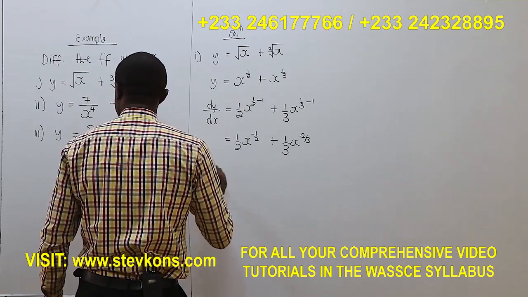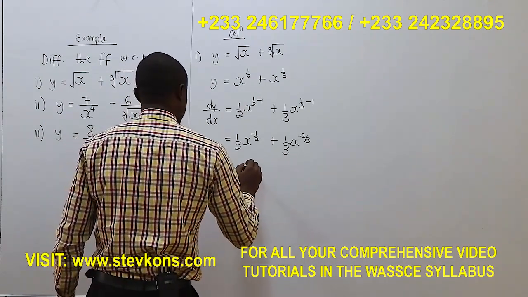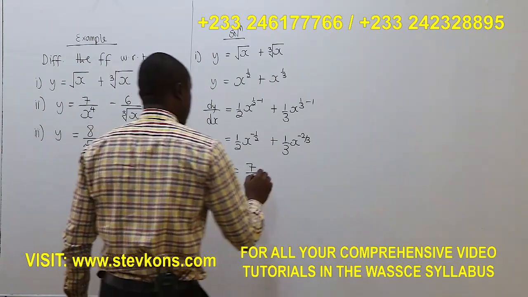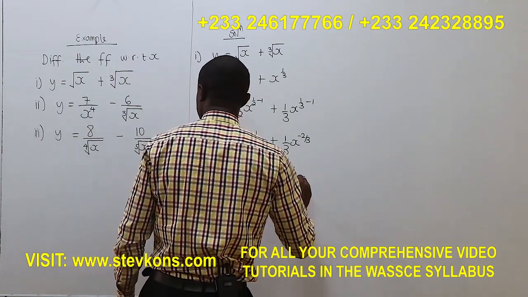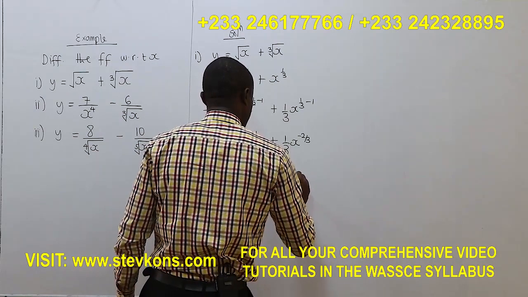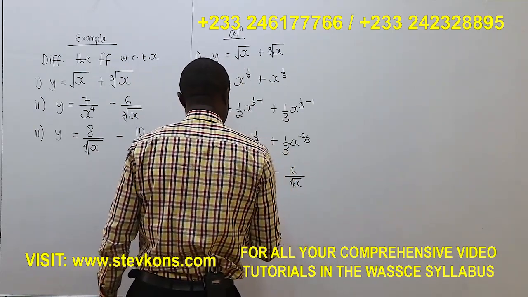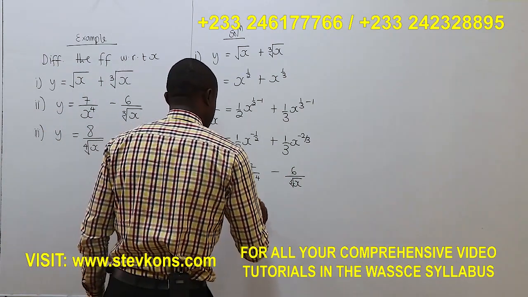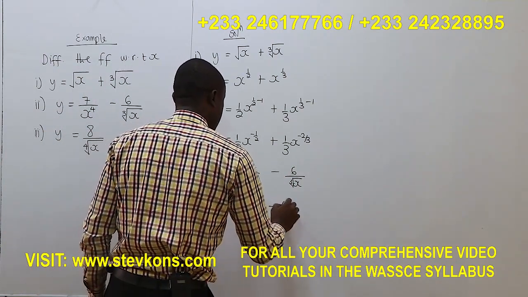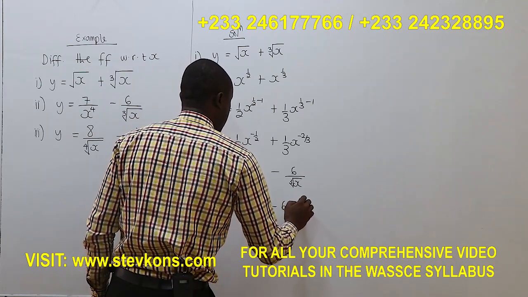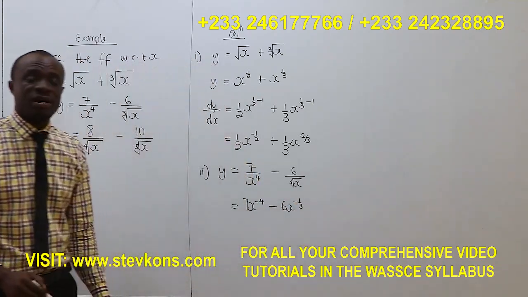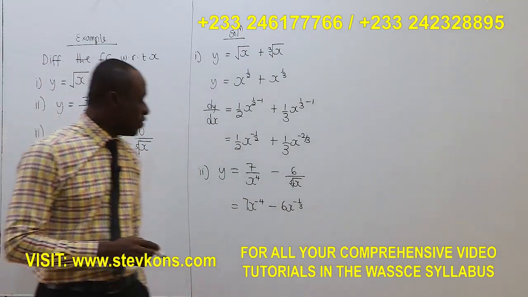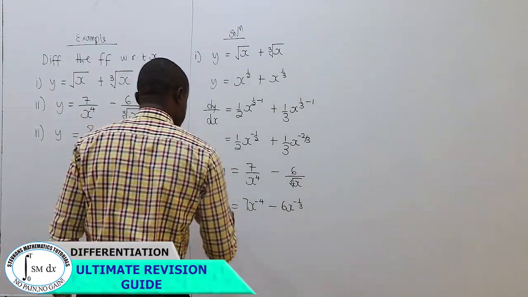But we have the second one, y to be equal to 7 over x to the power 4 minus 6 over cube root of x. Now, from here, we can write this as 7x to the power negative 4 minus 6x to the power negative 1 over 3. Why? If you have a to the power negative n, it is 1 over a to the n.